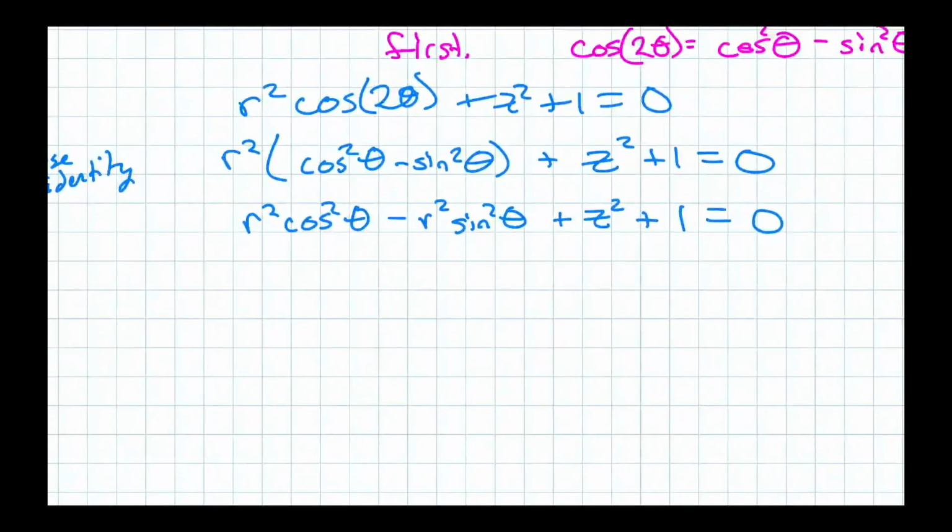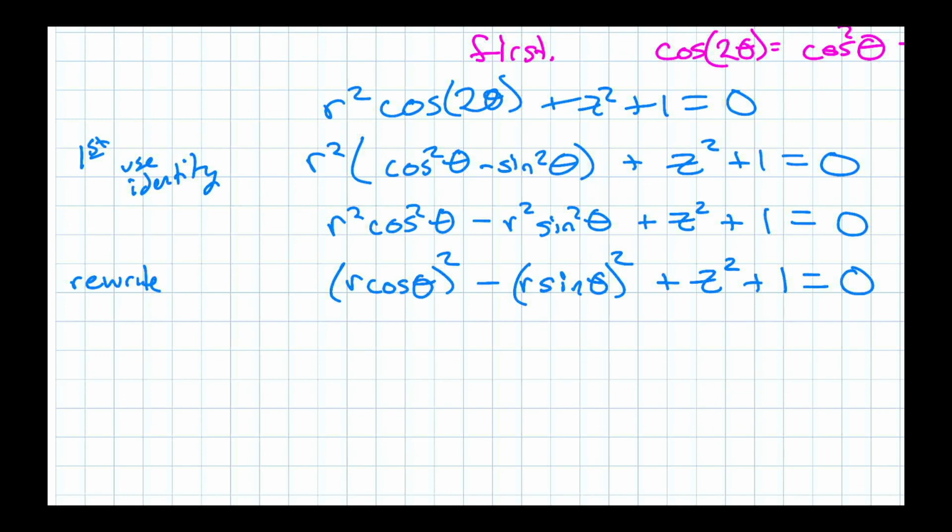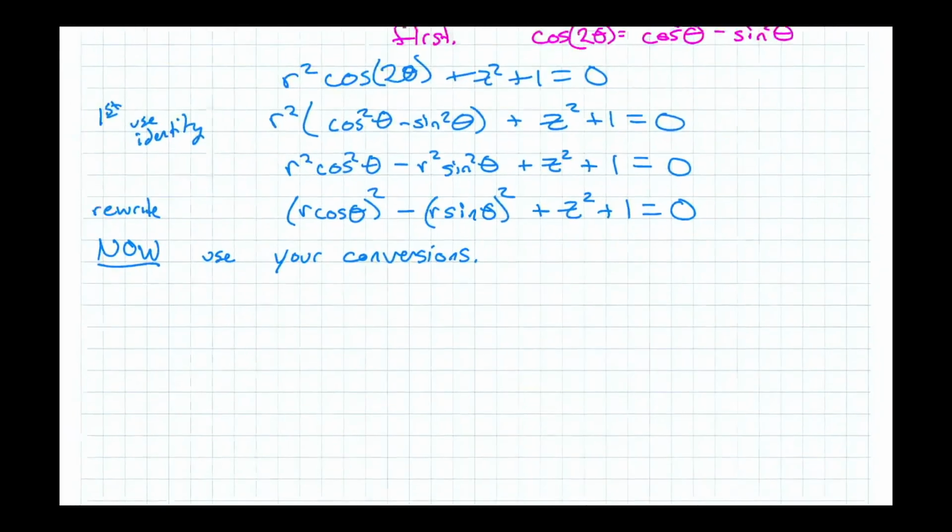Then I can just rewrite it to make it look more like what I want it to look like. You'll see why momentarily. R squared cosine squared theta is actually (r cosine theta) squared. The next one is (r sine theta) squared. And then you've got a z squared, and then a 1, and then equals 0. So we do all the simplifying first, and then use your conversions. There's nothing really that makes this easier except just practicing so you know what works badly and what doesn't.